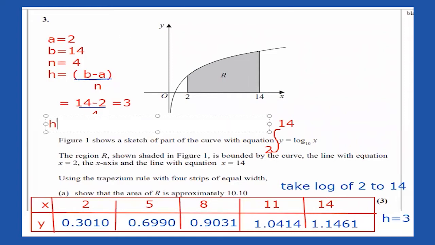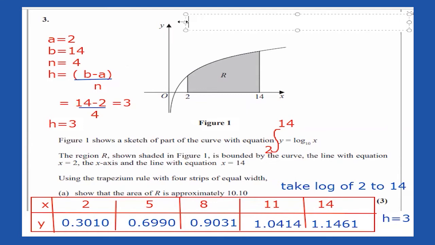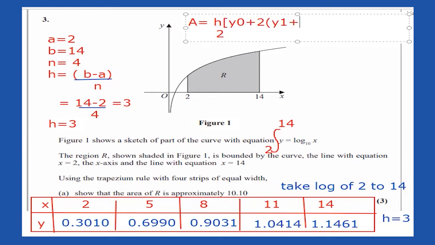Now we're going to use this information and we're going to use the trapezium rule to find the area under the curve. Now the trapezium rule is going to be h over 2 into y0 plus 2 into y1 plus y2 plus y3 plus y4.